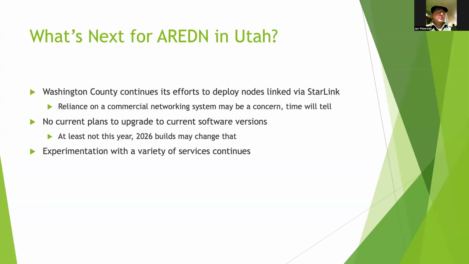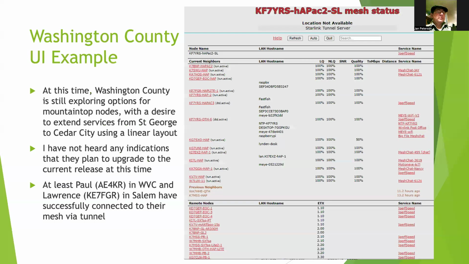Do they have like 5 gig pointed down into the valleys, or is it just all Starlink? I don't know. When you look at that page, let me pull it back up. If you zoom in on this, all of these links say they're tunnel links. So that's the only thing that Brad's been pushing down there, is the Starlink, right?